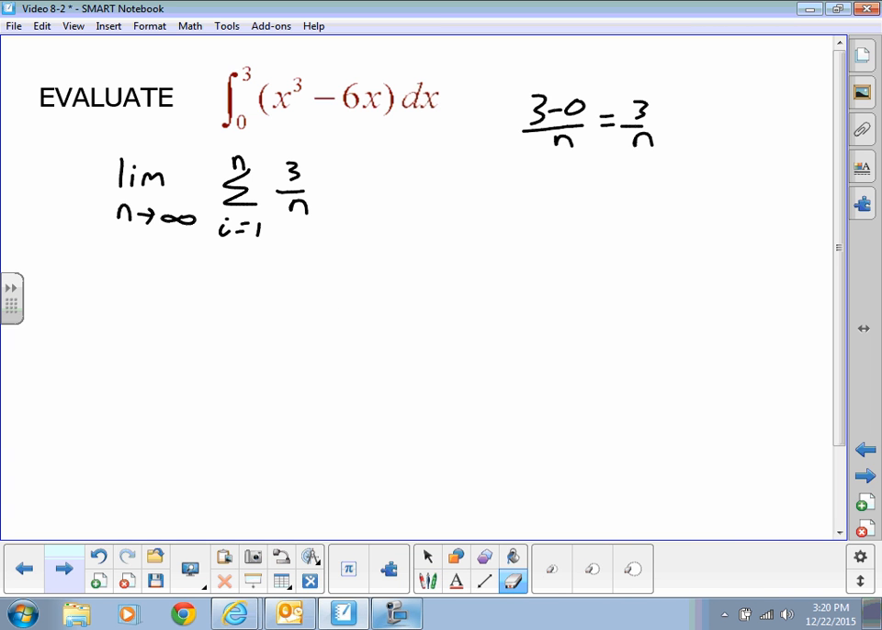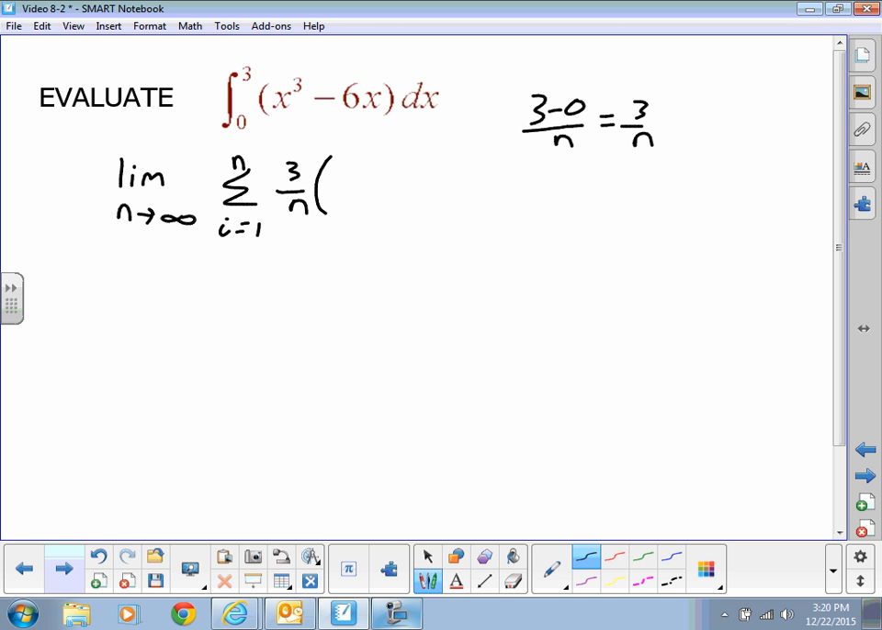So essentially what we're doing is we're taking our width that normally goes out front, and we're just adding all of our, basically our reference points. And then the summation is essentially adding each of those up. Well, to see what we should sub in for x, let's go off to the side. Our interval should start at 0. And then our next one will be 3 over n.